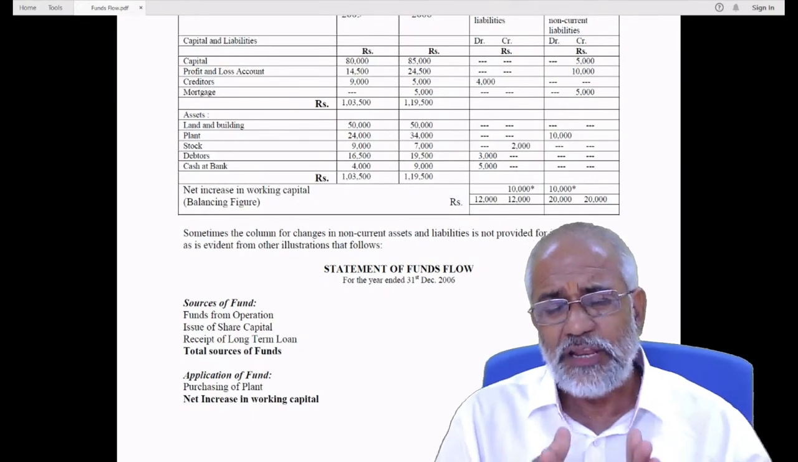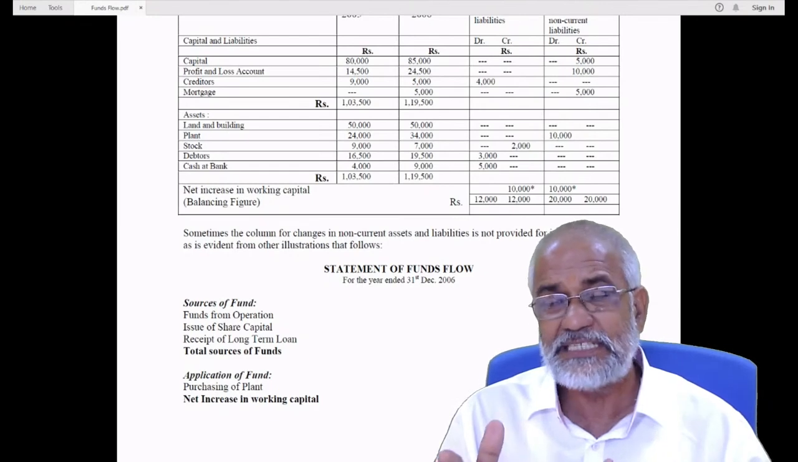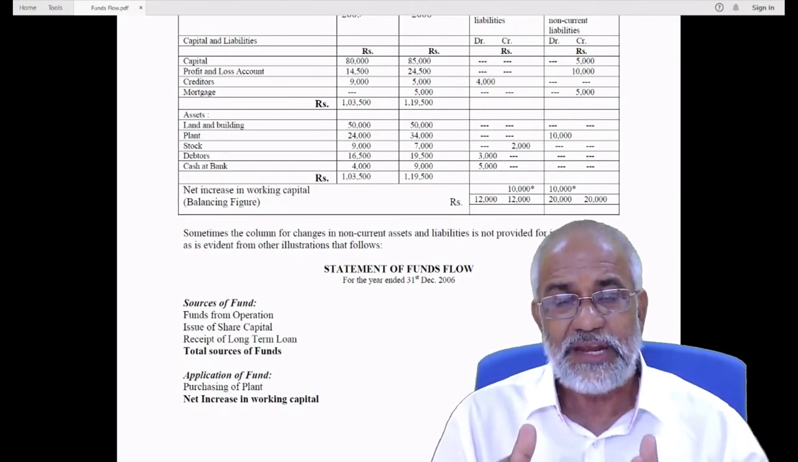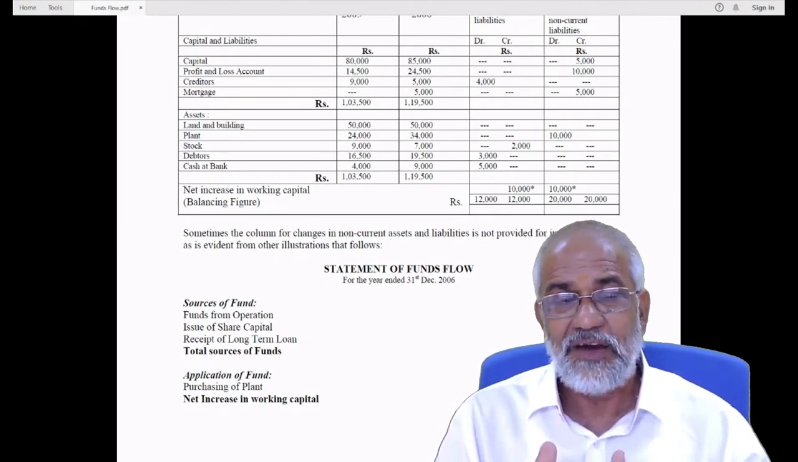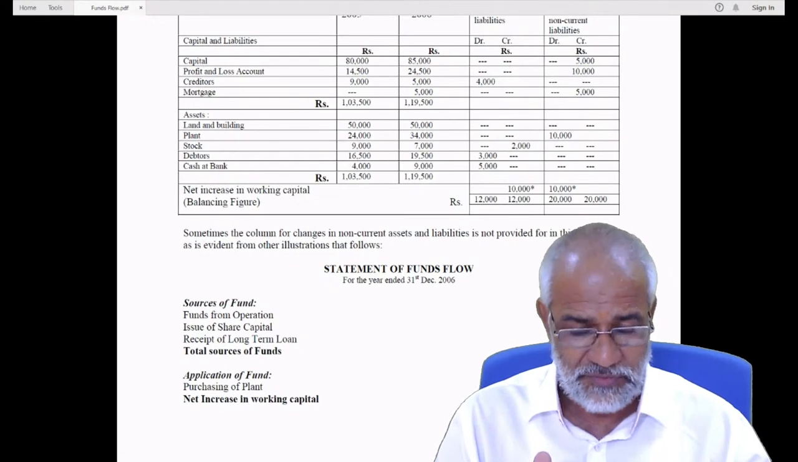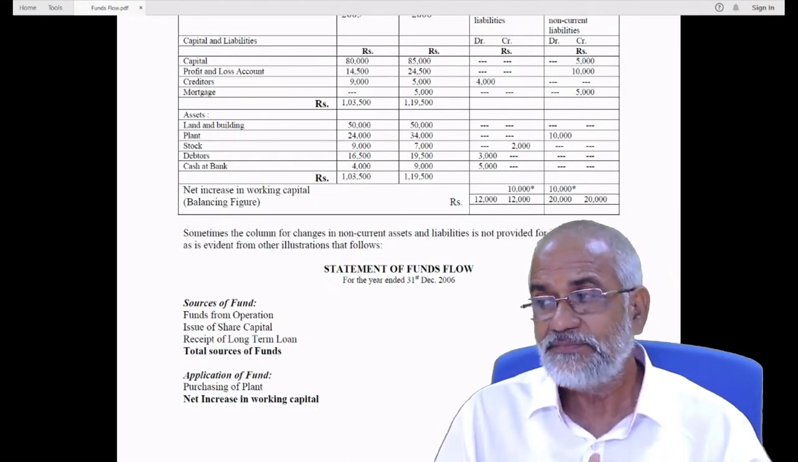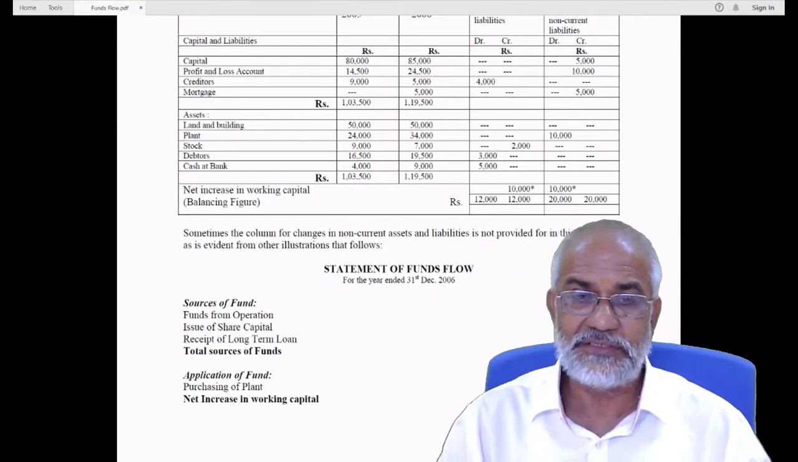Instead of taking all incomes as sources of funds and all expenses as application of funds, we are taking the balancing of the expenses and incomes. That means if it is net profit, then we are taking it as the source of funds, and if there is net loss, we are taking it as the application of funds.